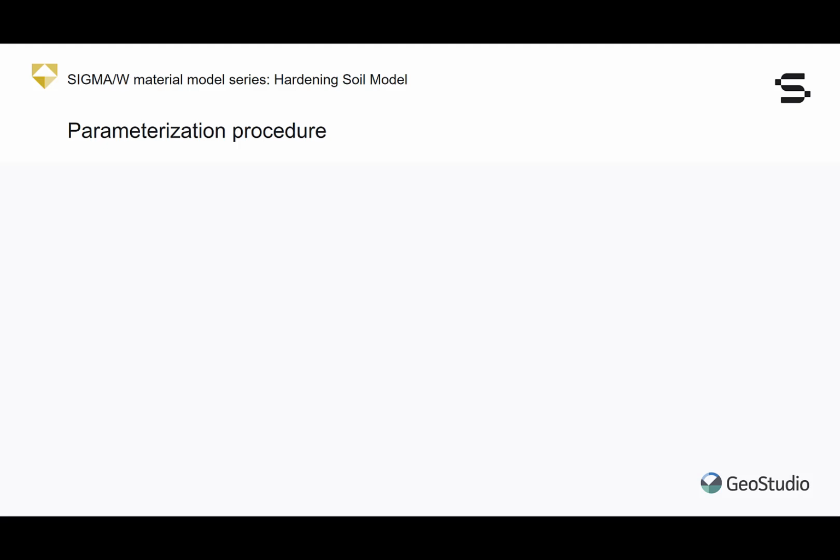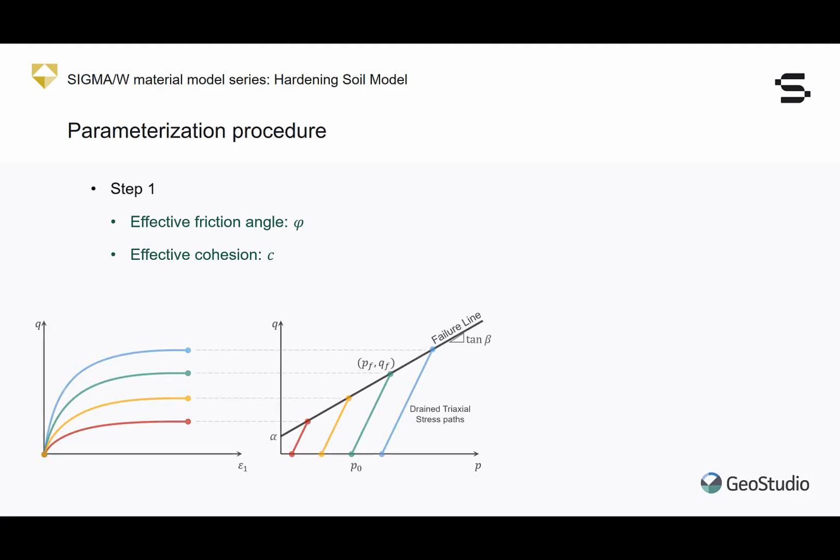We can now discuss a step-by-step parameterization procedure for determining the hardening soil model constants from a number of drained triaxial tests. Step 1 involves determination of the effective friction angle and the effective cohesion C. The failure stresses from numerous triaxial tests at different confining pressures are theoretically located on the Mohr-Coulomb failure line in PQ space. As such, the slope of the line, which is tan beta, as well as the y-intercept, alpha, is calculated using the method of least squares, where n is the number of data points.